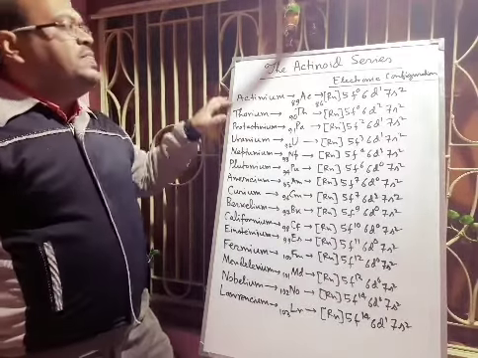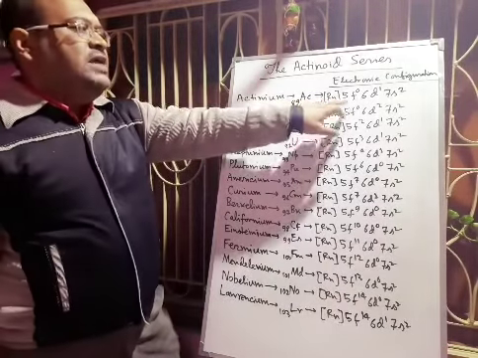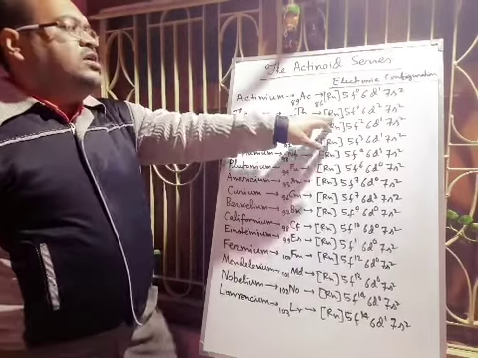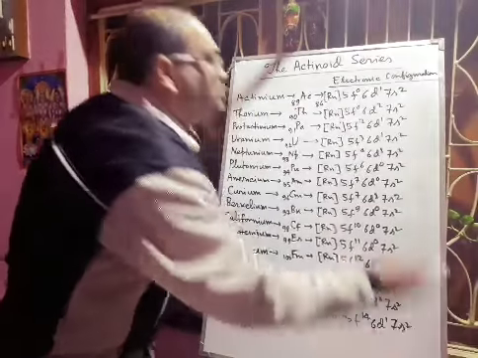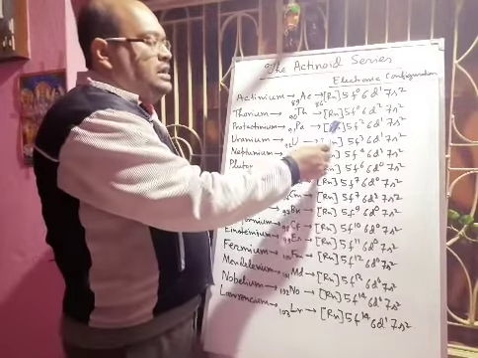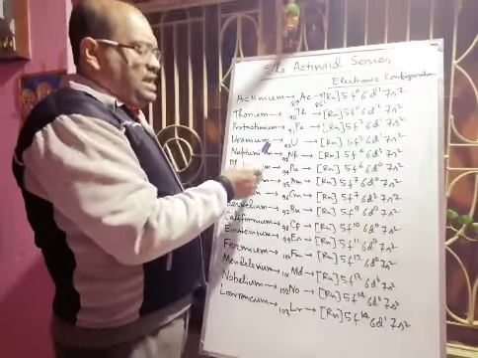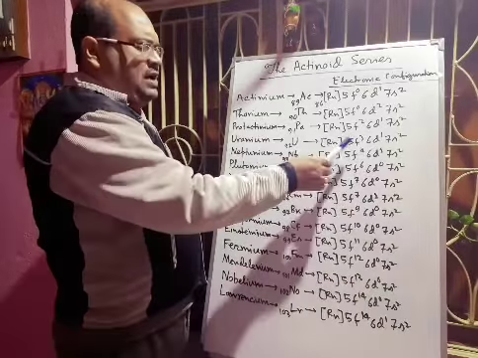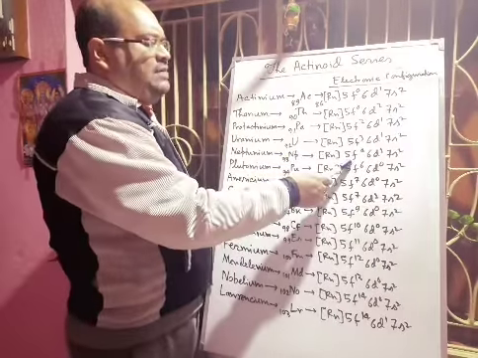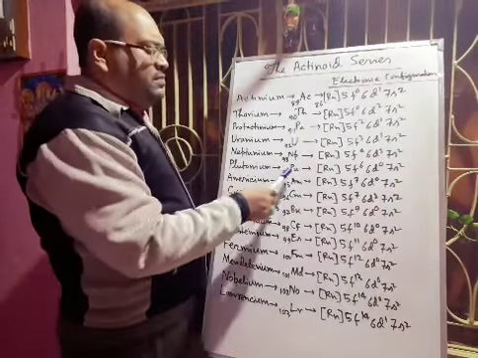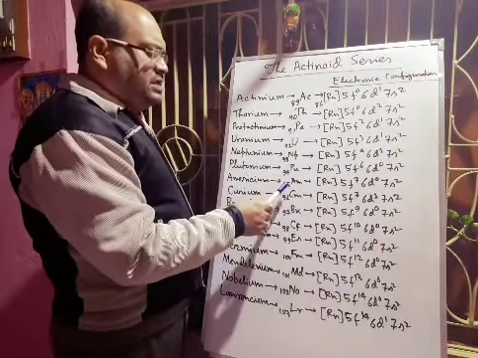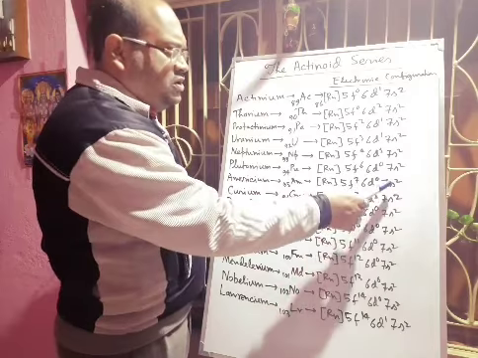If you look at actinium, the electronic configuration is radon 5f0 6d1 7s2, and then thorium is radon 5f0 6d2 7s2, and then protactinium Pa 91, radon 5f2 6d1 7s2, uranium 92, radon 5f3 6d1 7s2, then neptunium Np 93, radon 5f4 6d1 7s2, plutonium Pu 94, radon 5f6 6d0 7s2, americium Am 95, radon 5f7 6d0 7s2.